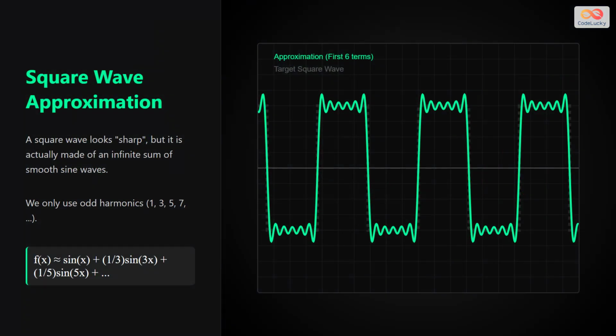Let's look at a classic example, the square wave. It looks sharp and blocky, completely unlike a smooth curve. However, if we add up odd harmonics, 1, 3, 5, and so on, and adjust their heights correctly, the sum starts to look remarkably like a square. The more terms we add, the sharper the corners get.